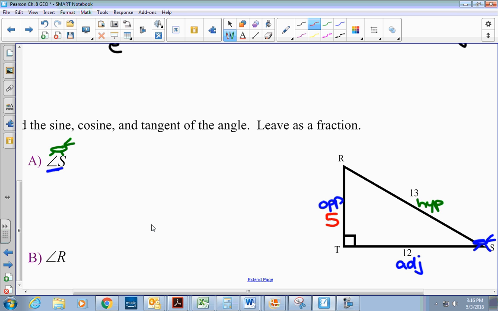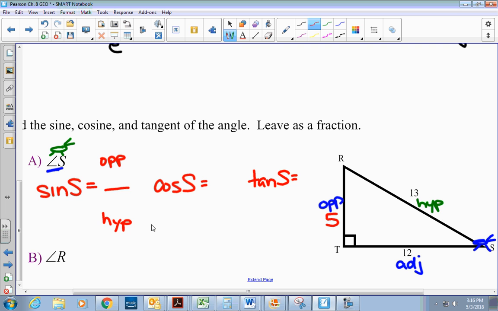All right, so we have 3 fractions. We have our sine fraction, our cosine fraction, and our tan fraction. So the sine of angle S is the opposite over the hypotenuse. All we're doing is putting together a fraction. So the opposite is 5, and the hypotenuse is 13, and we're done. That's it? That's it. That's trigonometry. It's just writing down a fraction.